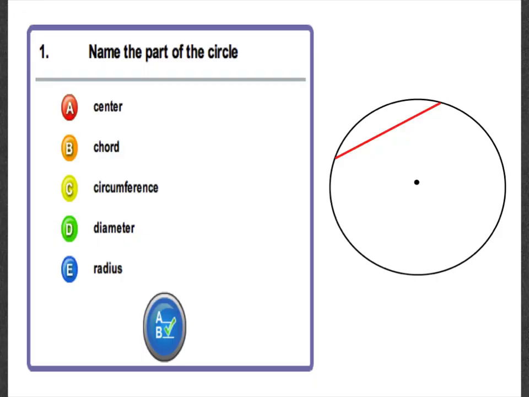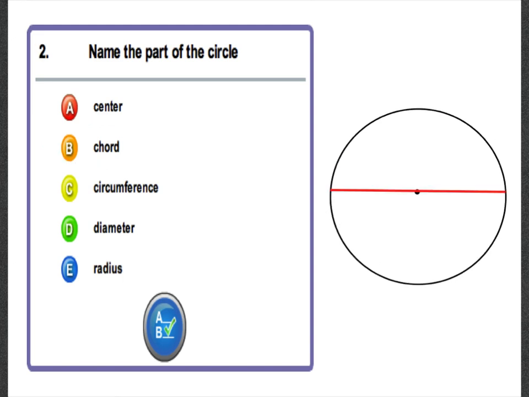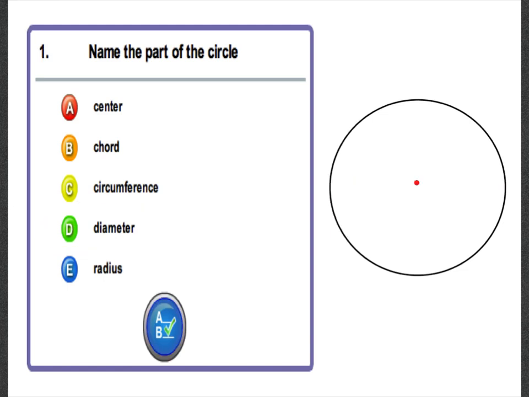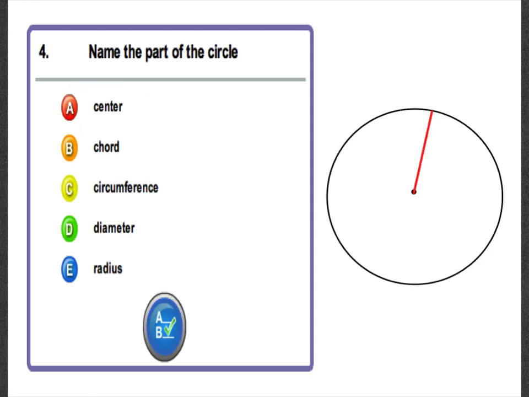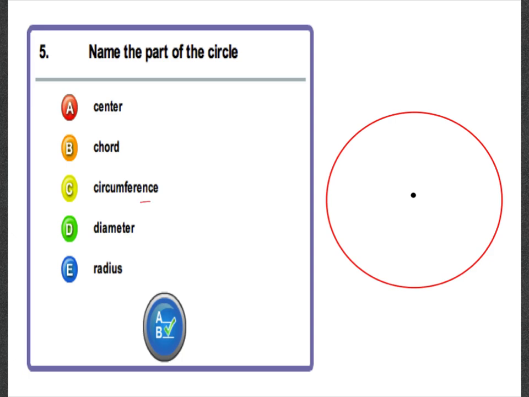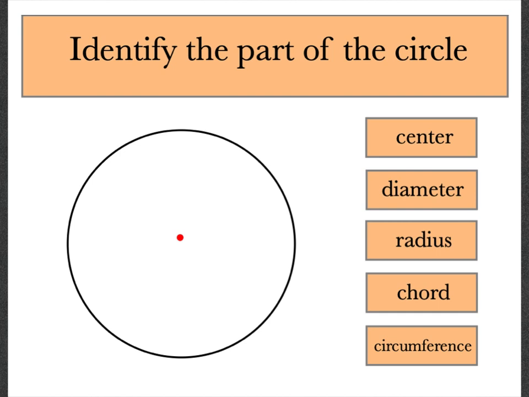So let's name this part of the circle. If you want to pause me, you can while you're thinking about this. The answer is the chord. Name this part of the circle. And this one is the diameter. Name this part of the circle. It's the center. Name this part of the circle. It's the radius. Name this part of the circle. It's the circumference.